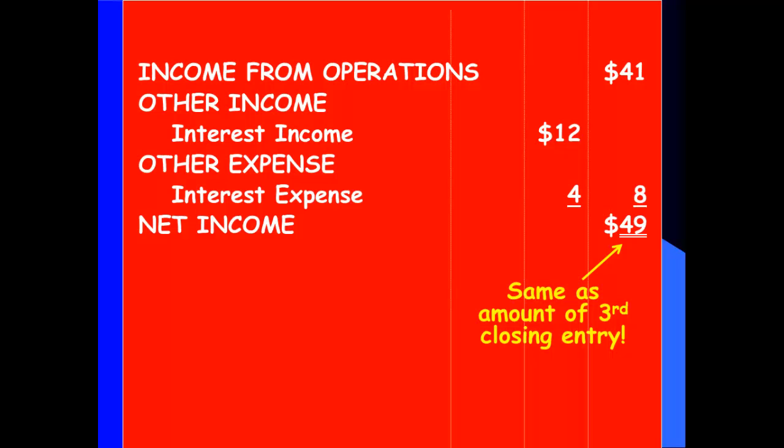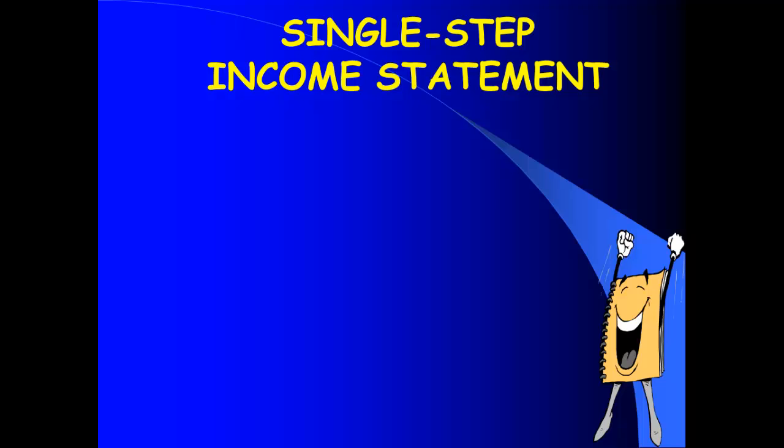The third closing entry was for $49 because the third closing entry is always for the amount of my net income. This should equal the amount of my third closing entry. If it doesn't, something's wrong. We need to go find it. That is my multi-step income statement.